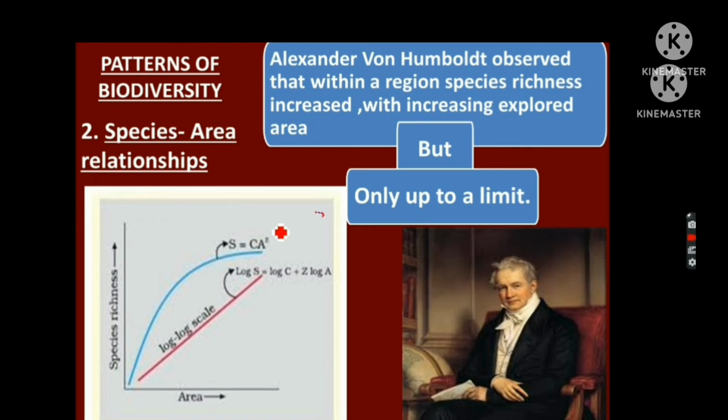Now the same we can represent as an equation. S is equal to C A to the power Z. S means species richness, C means y-intercept, A area, Z means regression coefficient. On a logarithmic scale, you can represent like this. Log S is equal to log C plus Z log A. So on logarithmic scale, you can see a straight line like this.